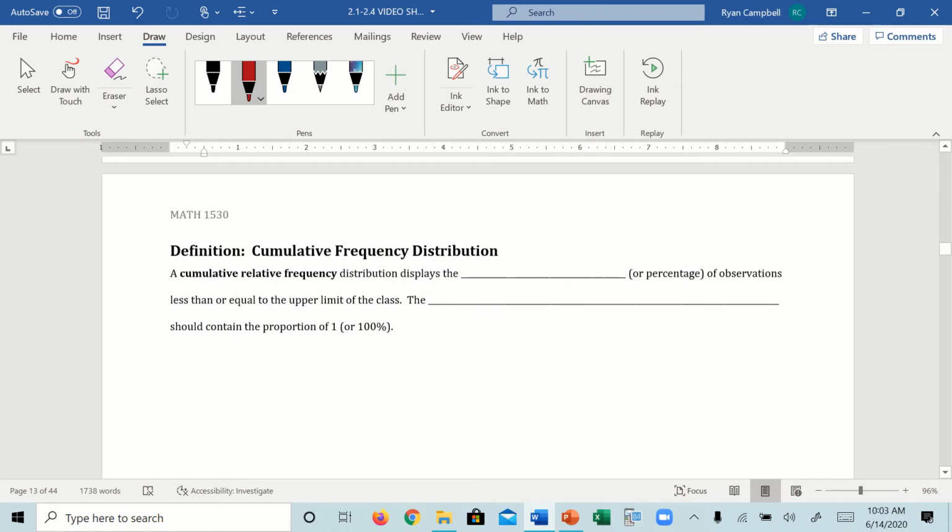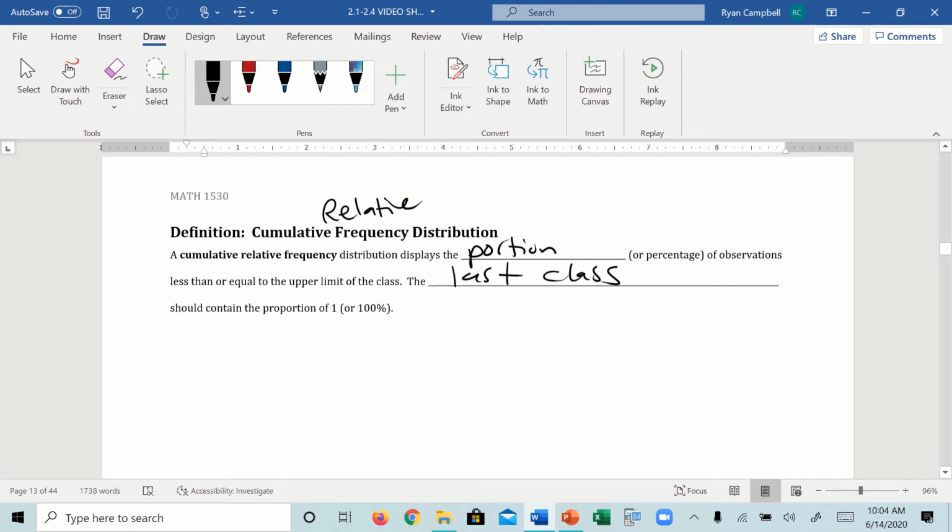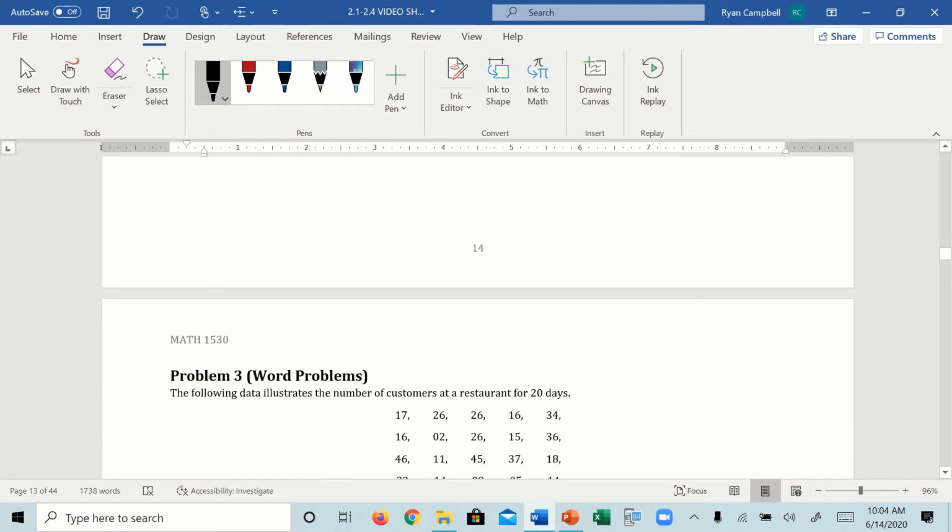All right. Let's talk about cumulative relative frequency. The relative frequency is basically exactly what you might think it is. It displays the proportion or percentage of observations less than or equal to the upper class limit. And again, the last class should be either 1 or 100%. This is the exact same thing, just using the relative frequency.